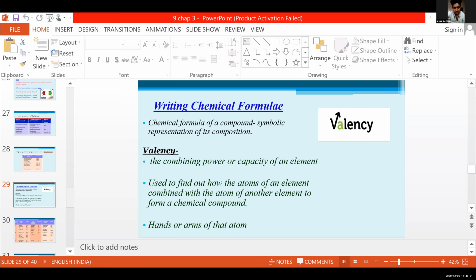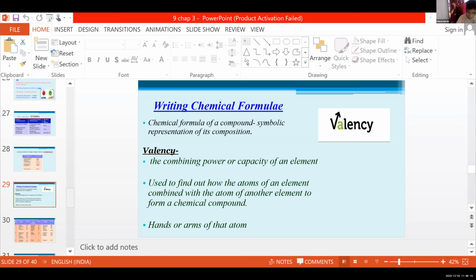Can you read this slide? Yes, ma'am. It is valency. It is the combining power or capacity. Chemical formulae of a compound: symbolic representation of its composition. Valency: the combining power or capacity of an element, used to find out how the atoms of an element combine with the atoms of another element to form a chemical compound. Valency can be considered as the hands or arms of that atom.